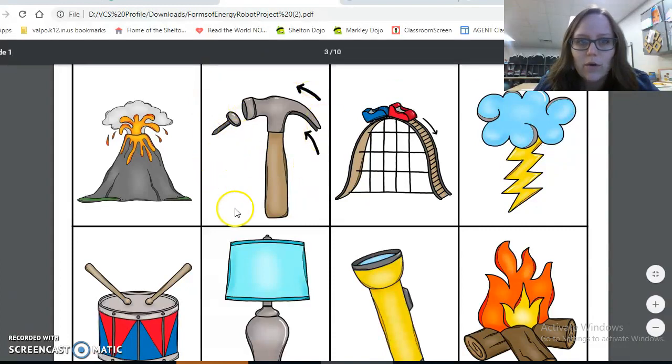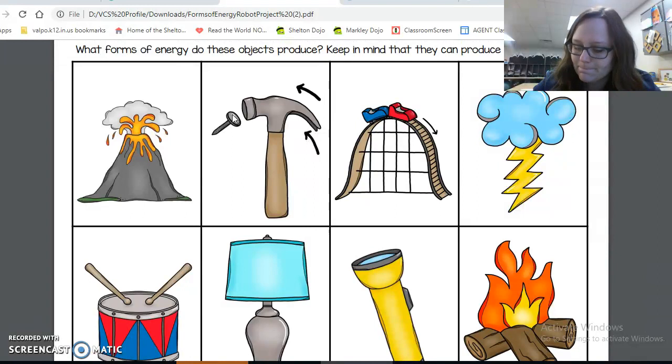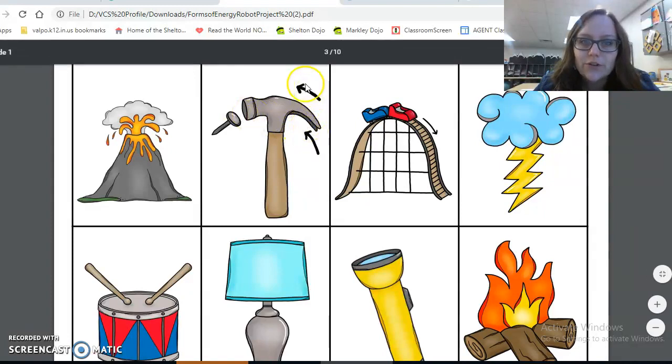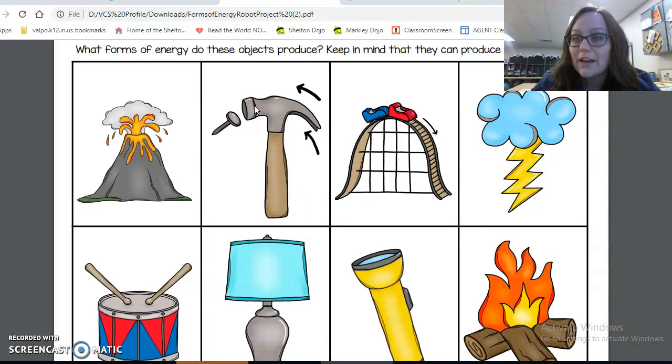I want you to think in your head, what forms of energy does the hammer produce? So these arrows are going to show you that this is moving. And so remember that our energy of movement is kinetic energy. And so we've got kinetic energy there in the hammer. We also have mechanical energy. That hammer's energy is being used to do work. And so mechanical energy is there. You're also going to have some sound energy because you're going to hear it when that hammer hits the nail.